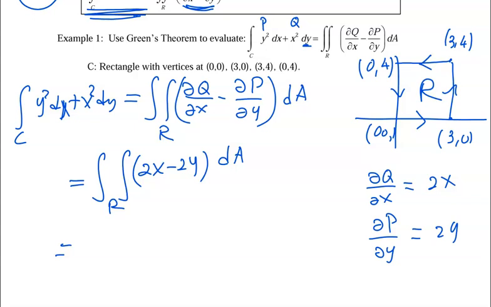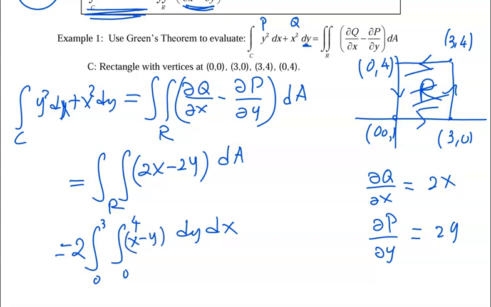So now let's figure out how to calculate this area. If you look at the region, I'm going to go from 0 to 3 for x, and 0 to 4 for y. It's a rectangle, right? So I can go 0 to 4 and 0 to 3. 0 to 4 is y, so dy dx. And then the 2 is a constant, so can I move it all the way out? So 2 times x minus y.